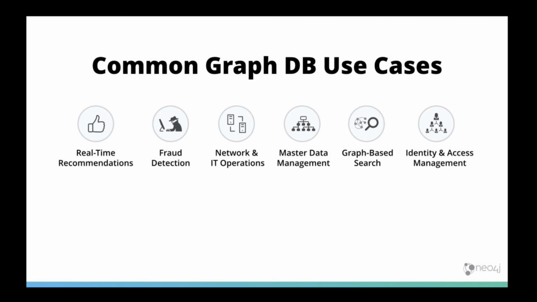Network and IT operations. Networks are graphs. Graphs are networks. So it's important to do your analysis, to do your root cause analysis or your dependency analysis within a graph database. You can also take advantage of graph-based search as you're searching the data throughout your organization, and your master data management, thinking about the suppliers and the employees and the customers and the relationships between all of them.